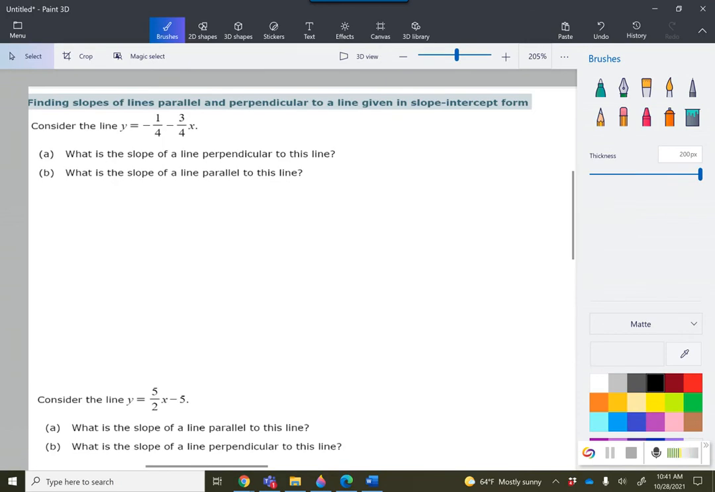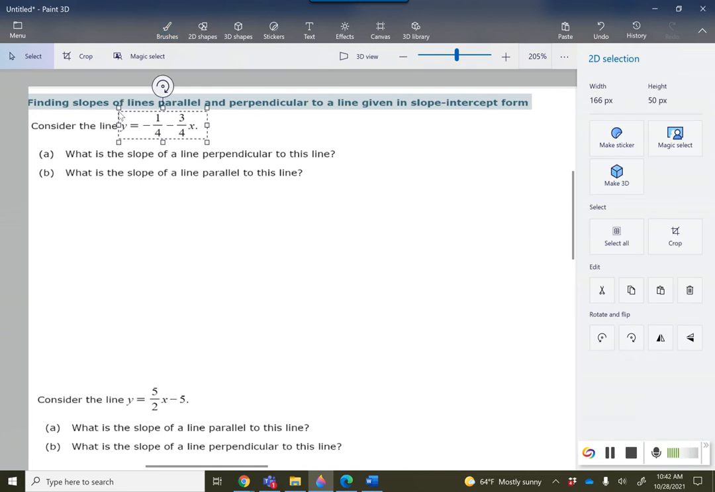Here we're going to be finding slopes of lines that are parallel and perpendicular to a line given in slope-intercept form. So the nice thing is that they gave it to us in slope-intercept form because they did not have to do that. So we're going to start with this first one, y equals negative 1/4 minus 3/4 x.